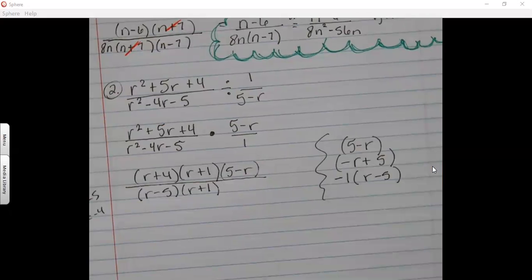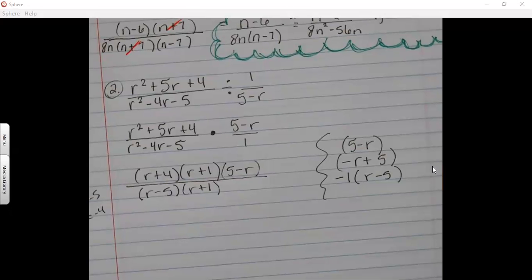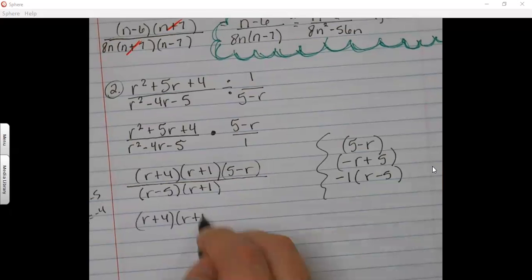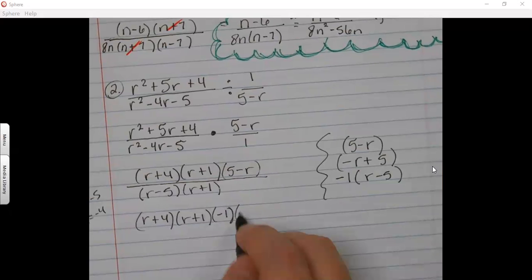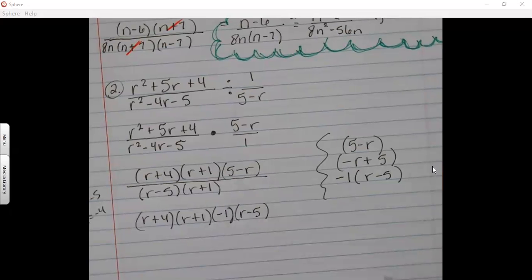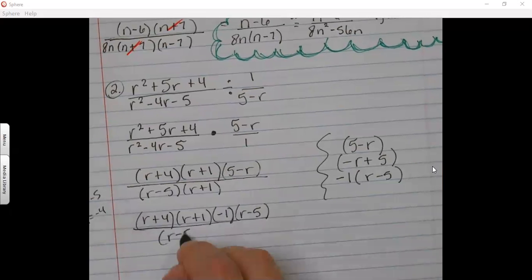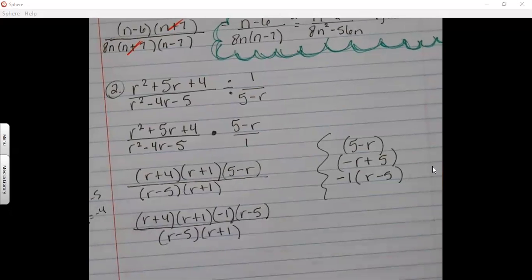So I'm going to rewrite my problem as r plus 4 times r plus 1, times a -1 in its own parentheses because I factored out a -1. It did not go away. And then r minus 5, all over r minus 5 times r plus 1. So if we would not have done that, we would not have realized that we could cancel out another factor. You know what I'm saying? So now we can cancel r plus 1 divided by r plus 1, r minus 5 divided by r minus 5.